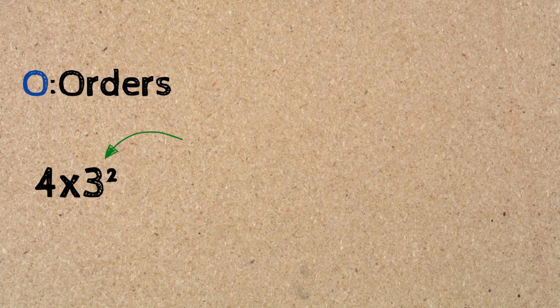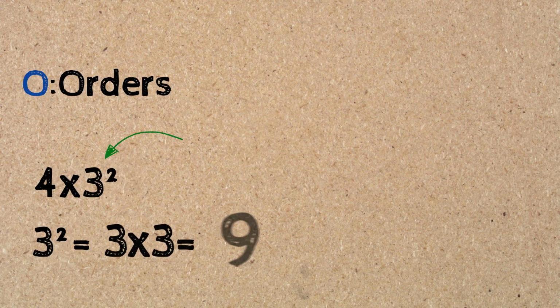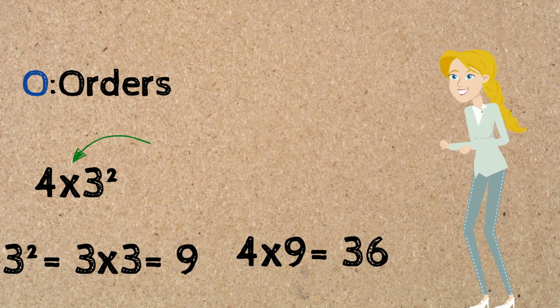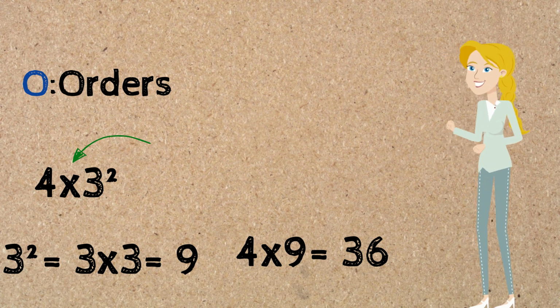So after we have done our brackets, the order becomes the next part to do. So if we have a problem like this, the first part to look at is the order or the exponent, which is 3 to the power of 2, and that is the same as 3 times 3, and the answer is 9. Then we do the next operation, which is multiply by 4, and that gives us 4 times 9, which equals 36, and 36 is the answer.